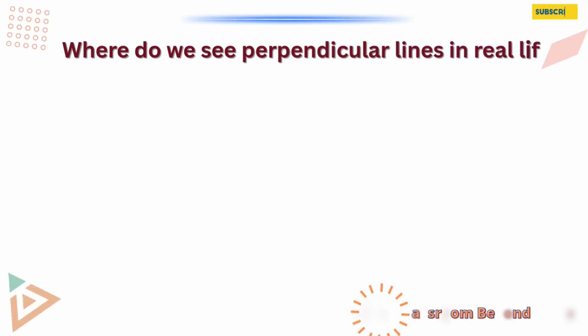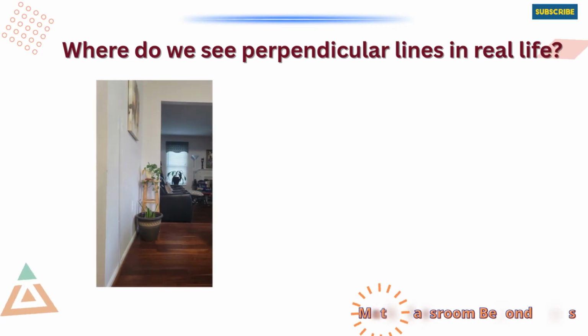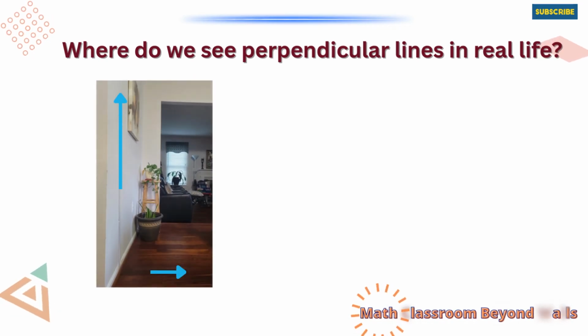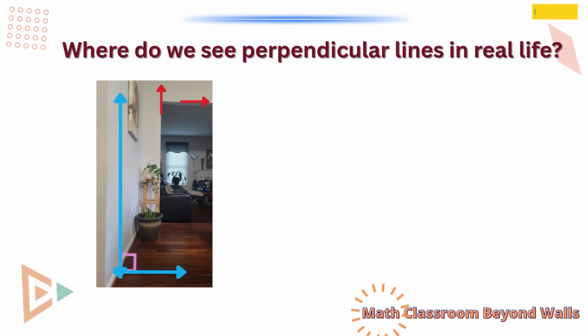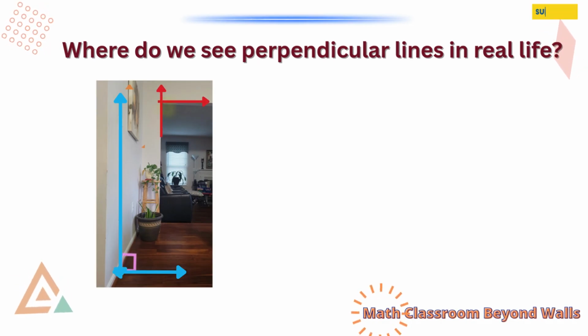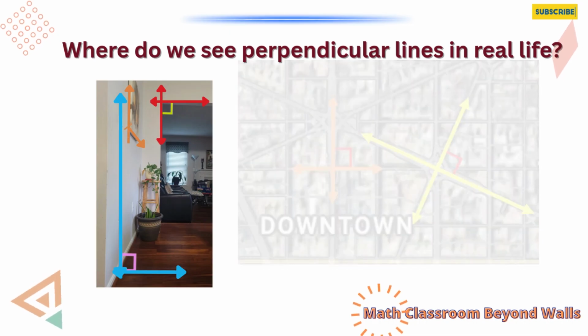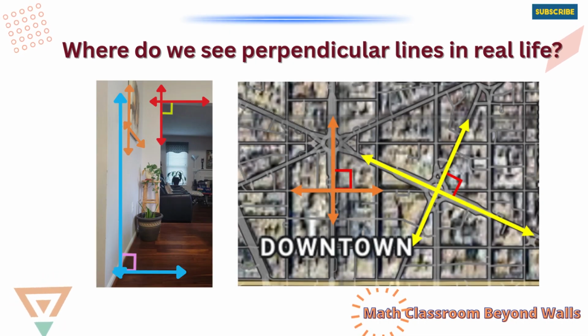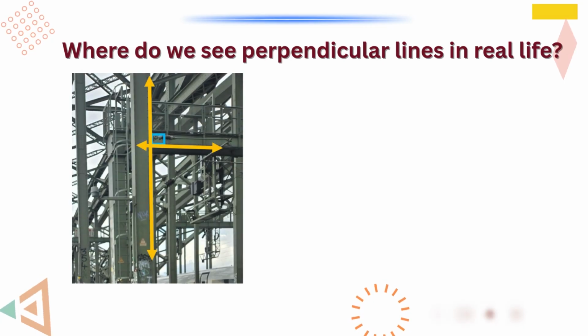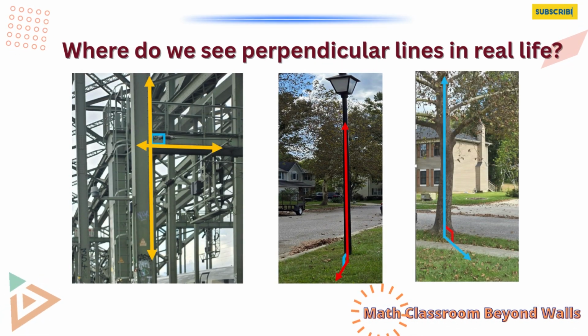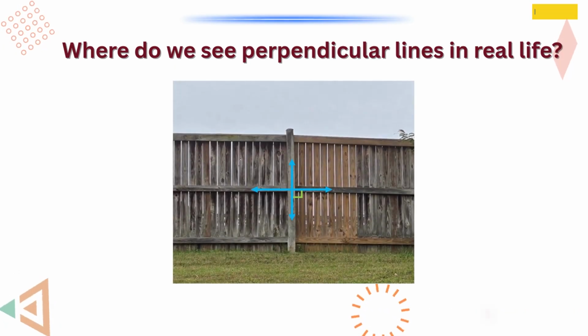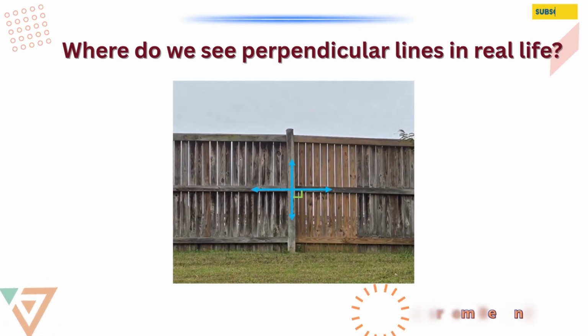Now, where do we see them in real life? Where do we see perpendicular lines in real life? The truth is, perpendicular lines are everywhere. We have them inside the house, like the intersection of the floor and the wall, the corners of the room. Even the frames that are on the wall have them. We also see them on roads and bridges. We see them on lampposts and ground, on trees and the ground, and on fences. So we see them everywhere.